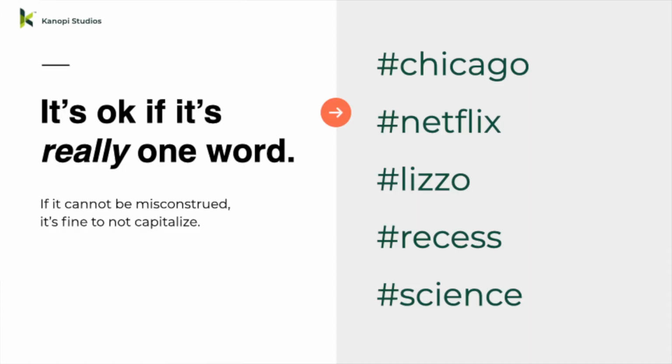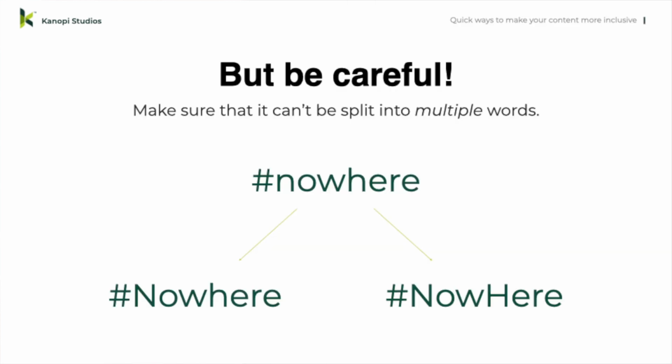So what I'm going to ask you to do is when you're using hashtags, please capitalize the first letter of each word. If it's obviously one word and it cannot possibly be misconstrued, please feel free to not capitalize that word, but be careful because some words can be split into two words. So is it nowhere or now here? Two very different meanings. So something to be aware of.